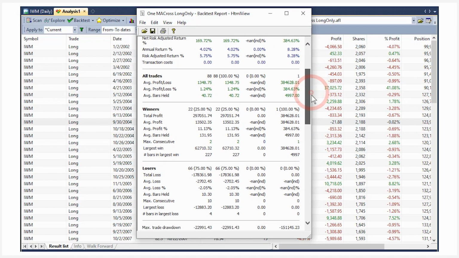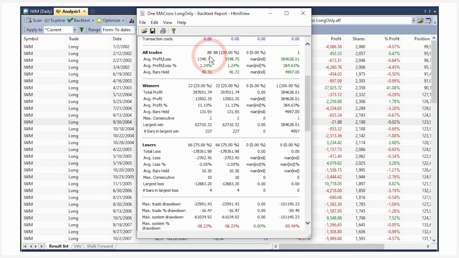And so if you look at the total number of trades, we had 88 trades. We had 22 winners and 66 losers. So 25% of the time you had a winning trade. The average profit was 11%, and 75% of the time you had a losing trade, and the average loss was just 2%. But you had many more losers than winners.